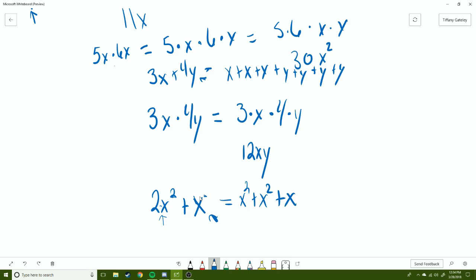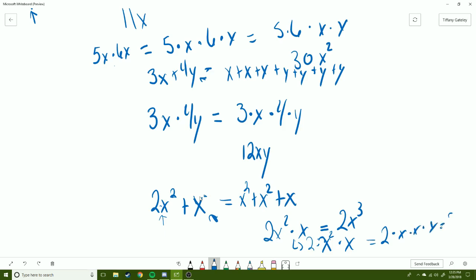However, if we're multiplying, you just add exponents. So like 2x squared times x equals 2x cubed. Because again, this is x squared times 2 times x. And x squared you can expand out even more, so you can have 2 times x times x times x, which is just 2x cubed.